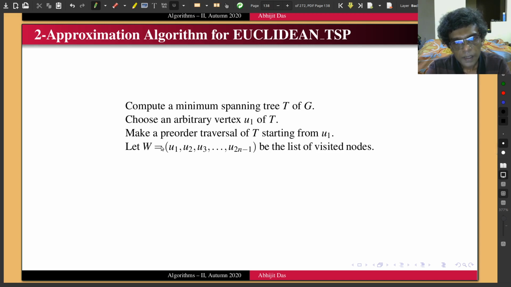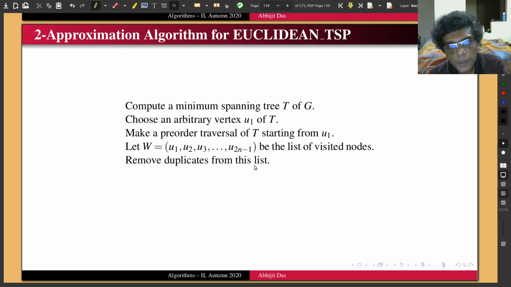Okay. Now when the walk is completed, you look at this list and if you see that some vertex is repeated, starting from the second occurrence, third occurrence, fourth occurrence, you delete those. So you remove duplicates from the list, keep the first one only. Second, third, fourth occurrences will be deleted or removed from this list.